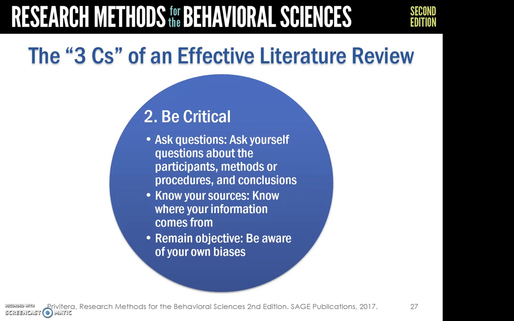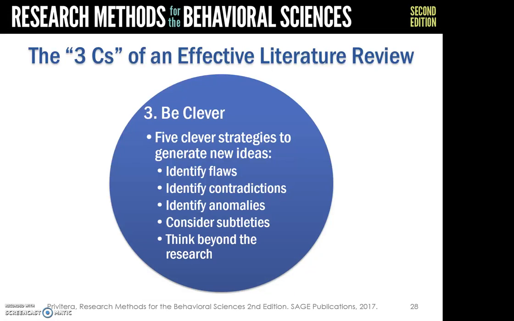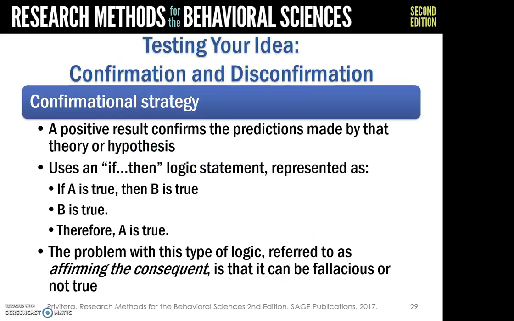Second is be critical. Ask yourself, who is the participant? Are they doing what they're supposed to do? Does that make sense to you? Be aware of your own biases as well. Be clever. These are strategies that coach you to be clever. Finding the flaws, finding the contradictions, anomalies, anything that throws you off or makes you confused. Think about beyond the research as well. So make sure that you understand the research correctly.